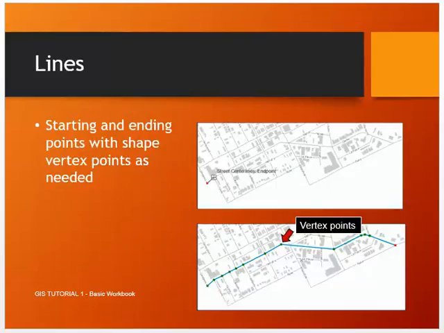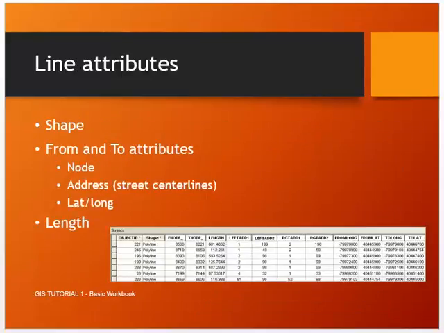Lines, again, 1 dimension, excuse me. Points have 0 dimensions, lines have 1 dimension, they have length. So they start and end with a node, and then the intermediate points along that line are called vertices, which actually give it its shape, because really what you're doing is adding a whole bunch of small line segments to replicate a curve or something like that.